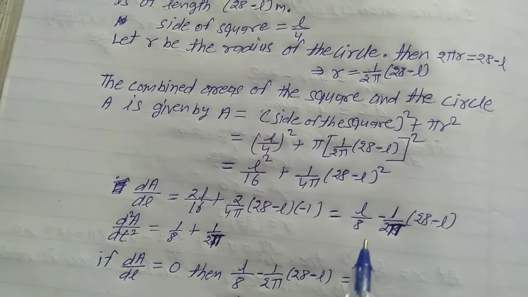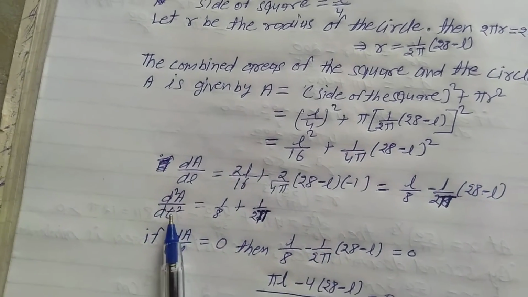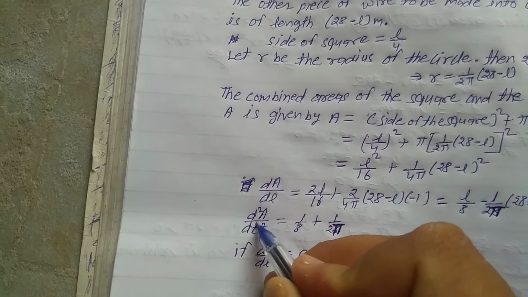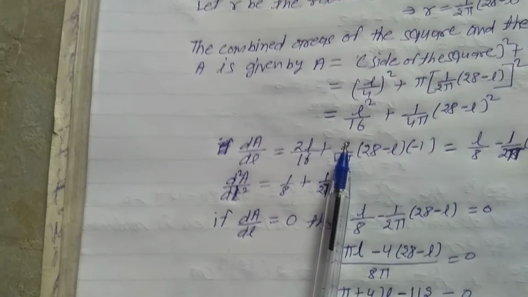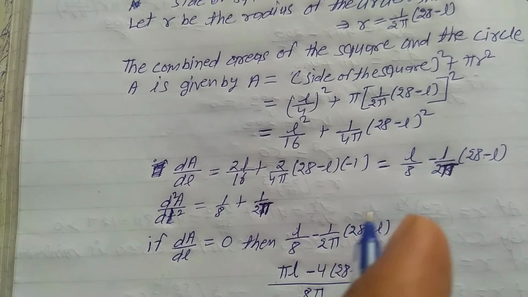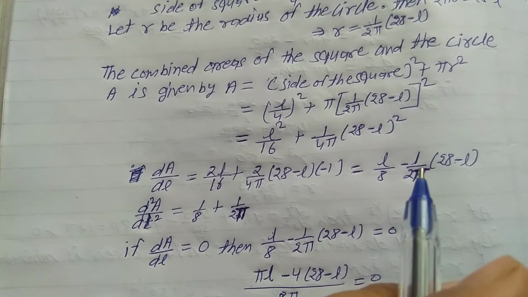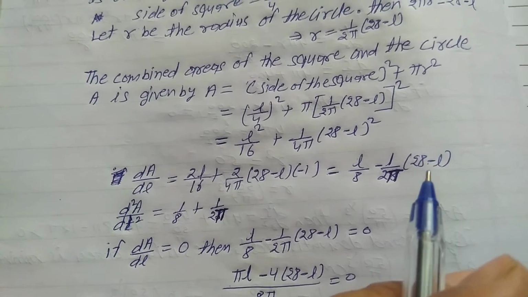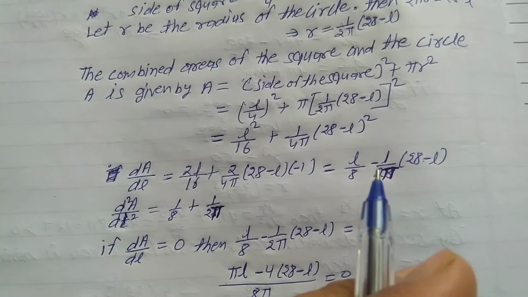Again differentiate with respect to L. So d2A upon dL squared is equal to 1 upon 8 plus 1 upon 2 pi, because 1 upon 8 is constant and the differentiation of L is 1, and minus 1 upon 2 pi is constant, and the differentiation of (28 minus L) is: 28 is 0 and minus L is minus 1, so minus minus plus.